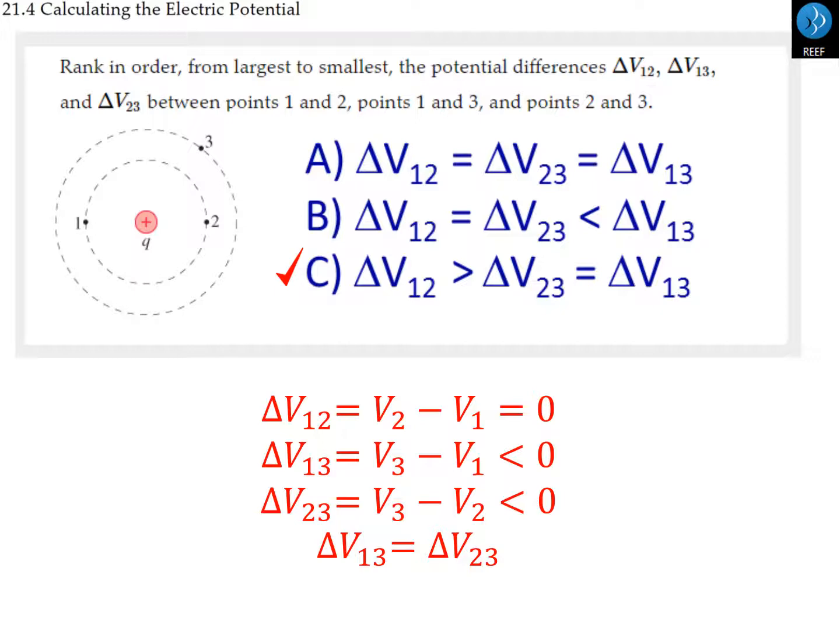Well, it's just a matter of calculating. Given that points 1 and 2 are at the same distance from the charge, the difference between those two is going to be 0. And 2 and 1 have larger potentials than 3. So V3 minus V1 is negative, and V3 minus V2 is negative. And V13 equals V23, because they are the same distance from the charge.